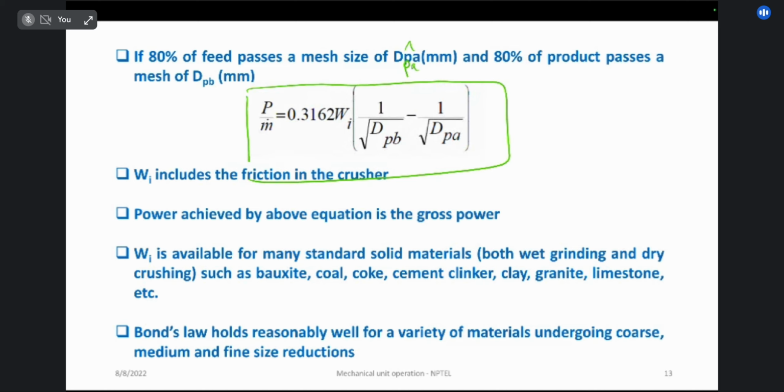Work index depends on the materials, and it is available in much of the literature, in books like Adam Smith and others, that according to a material, which kind of Wi you need to use. The Bond's law holds reasonably well for a variety of materials undergoing coarse, medium and fine size reduction. That's why Bond's law is very well applicable in order to provide the size reduction for coarse, medium and fine size particles.